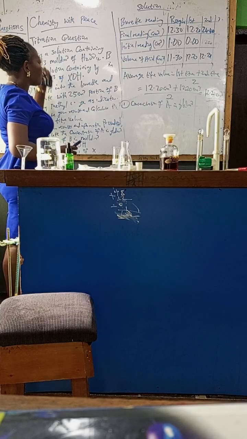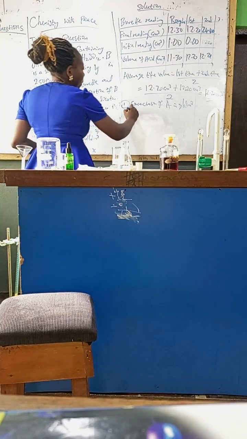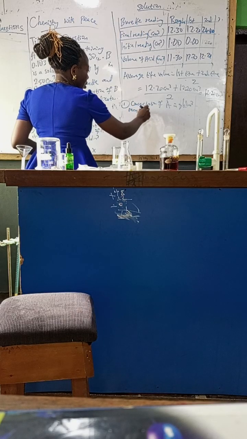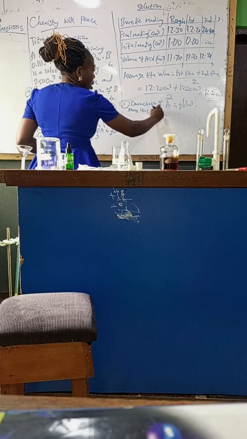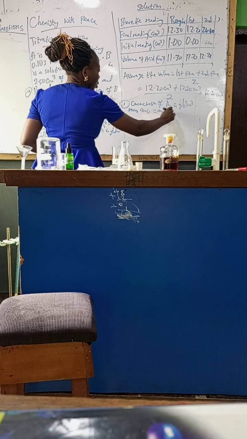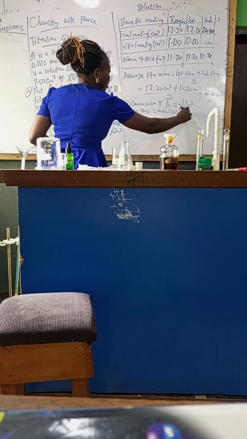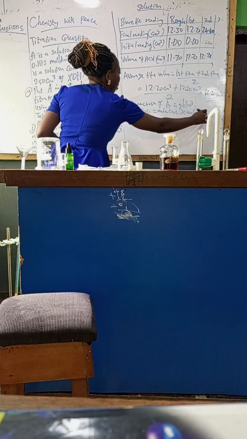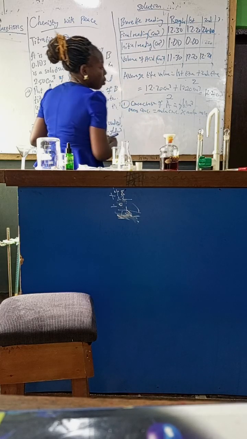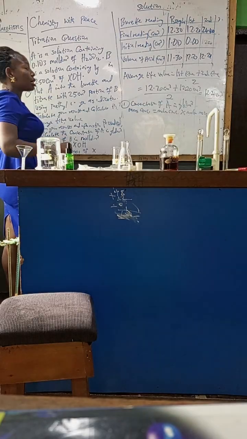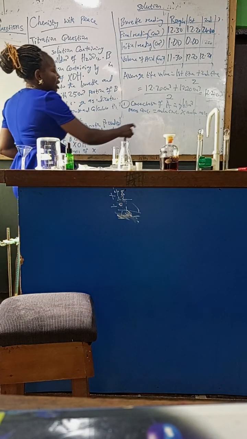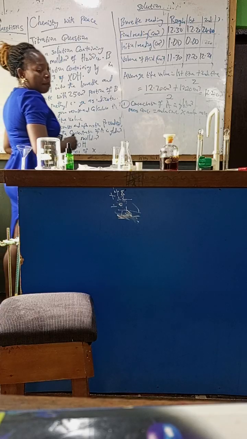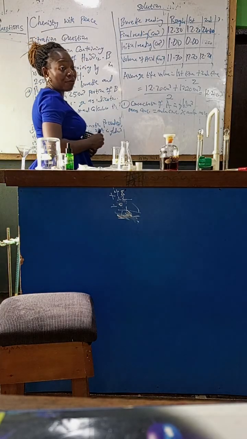A is the acid, so we are going to use the formula: mass concentration is equal to molar concentration times molar mass. Mass concentration equal to molar concentration times molar mass. And the molar concentration is this particular one given to us here. But molar mass, we have to find the molar mass.